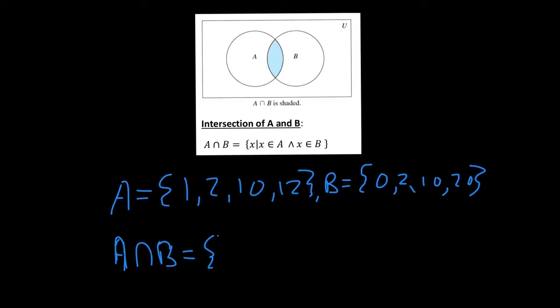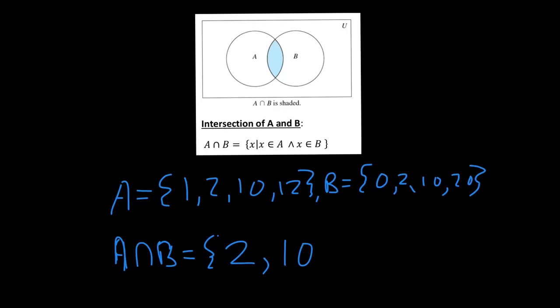Now, the only elements that are in both A and B: 1 is in A, it's not in B, so it's not in the intersection. 2 is in A, 2 is also in B. That means that 2 is in the intersection. 10 is in A, 10 is in B, so 10 is in the intersection. 12 is in A, 12 is not in B, so it's not in the intersection.